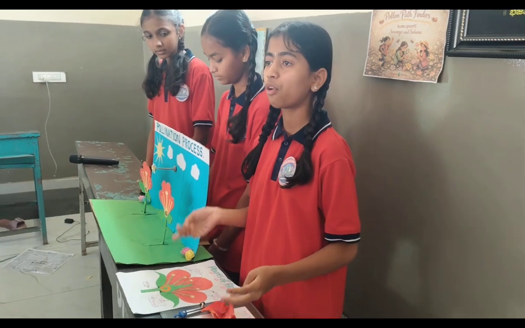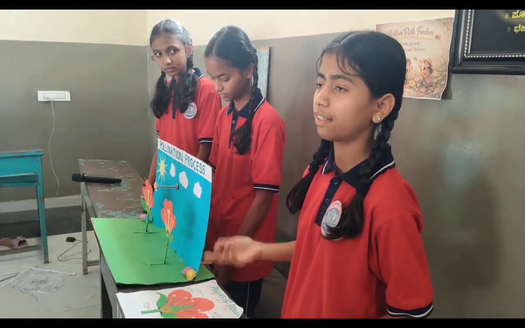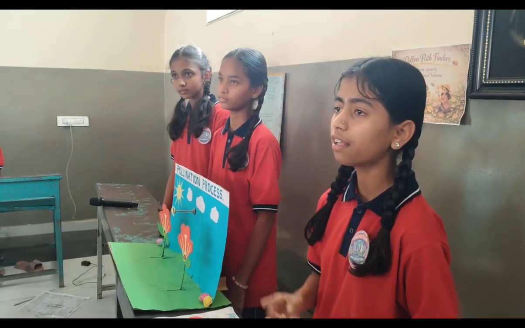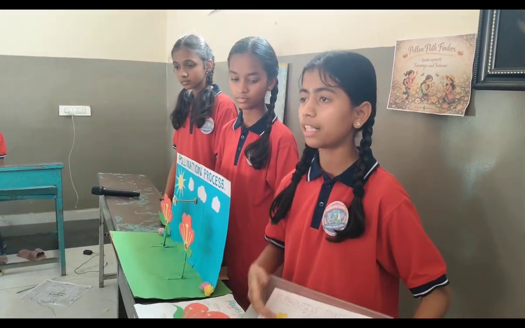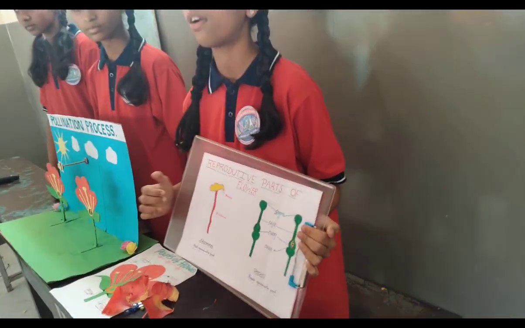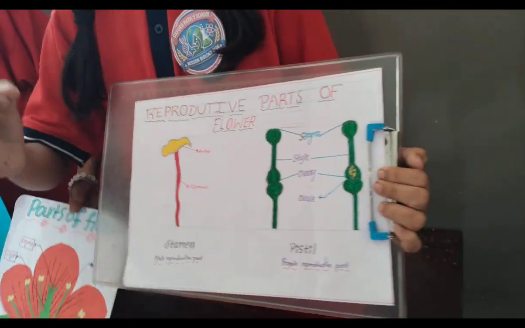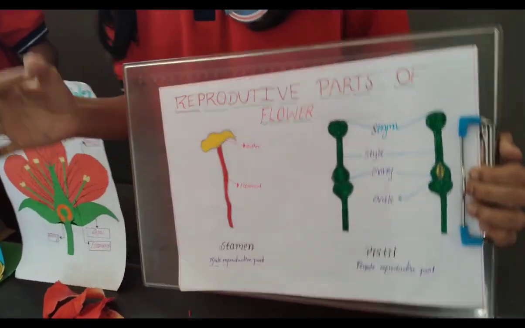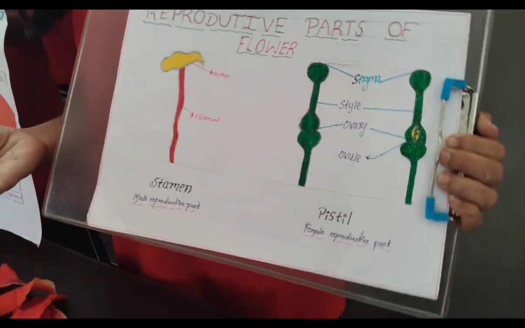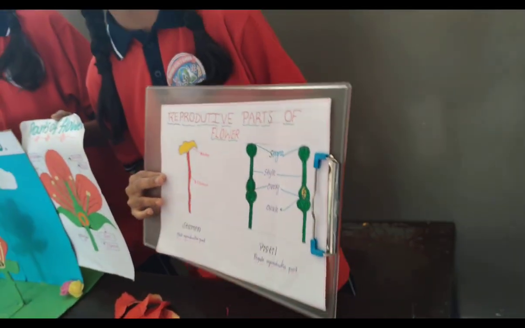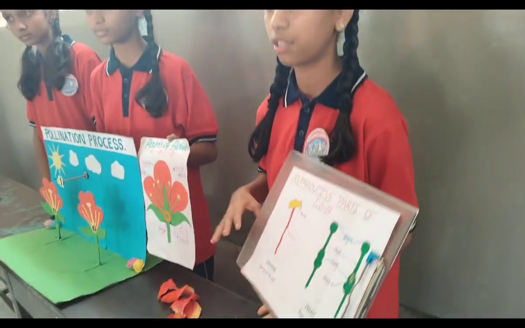And now I will explain about the types of flowers based on the reproductive organs. There are two types of flowers, unisexual flower and bisexual flower. The flower which contains only stamen or only pistil is called as unisexual flower. The flower which contains both stamen and the pistil is called as bisexual flower. The examples for the unisexual are cucumber, corn, papaya, etc. And the examples for the bisexual flowers are hibiscus and the rose.